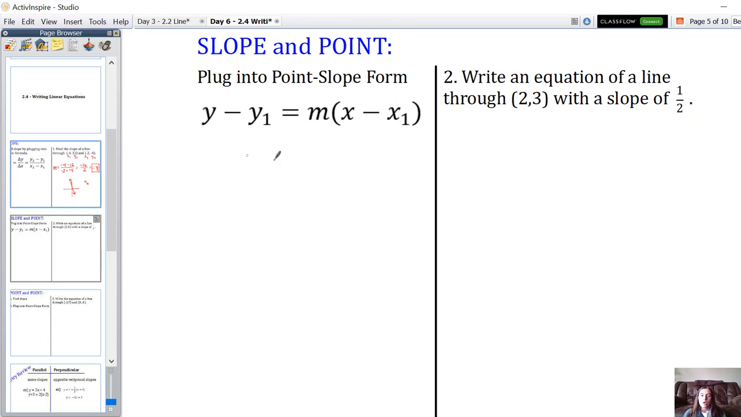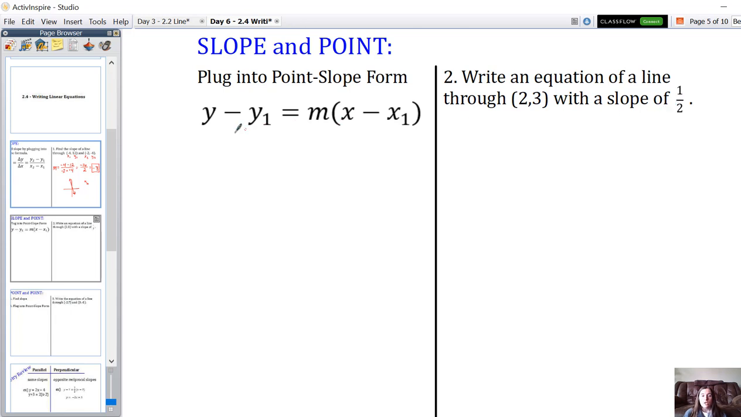This is a different form of a linear equation called point-slope form. And it's called that because in the formula itself, we have a point, x1 and y1, and we have a slope, hence the name point-slope. So in this example, we're going to write the equation of a line through this point, (2, 3), with a slope of 1/2. And we're going to write that equation using point-slope form.